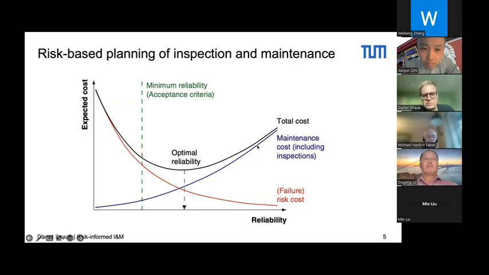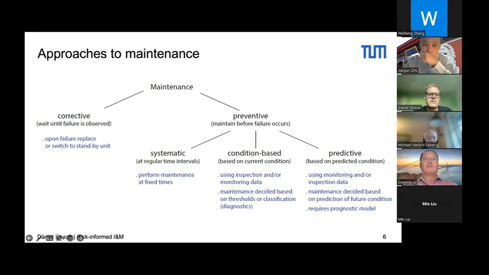So I'm not talking much about the risk. Of course, the risk is part of all this, but I'll look more into the blue curve. How are we going to do optimal maintenance planning? Now, when we look at maintenance planning, we can differentiate different approaches to maintenance.